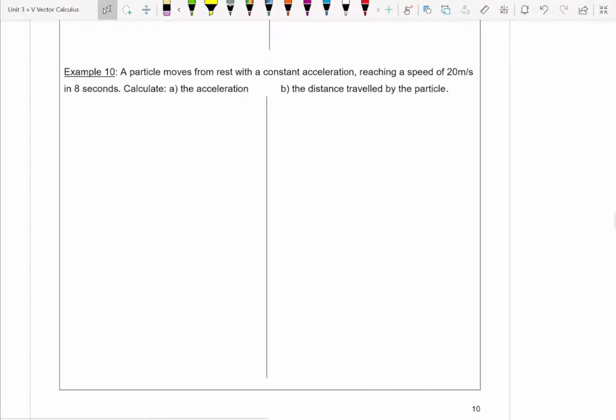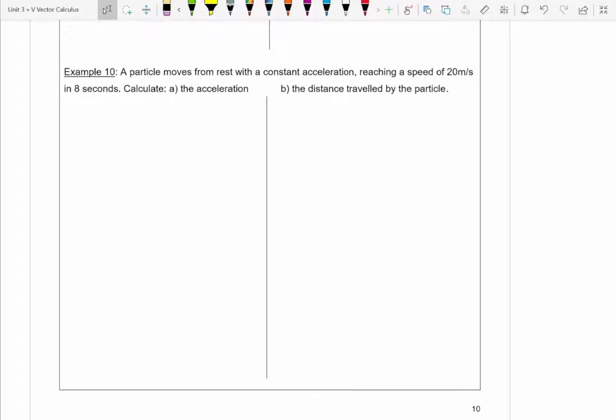We have another example here. A particle moves from rest with constant acceleration, reaching a speed of 20 meters per second in 8 seconds. And we want to calculate the acceleration and the distance traveled by the particle.